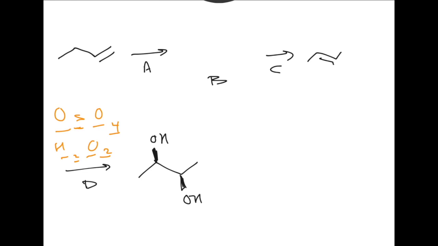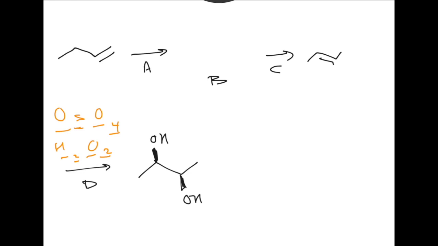So for A, B has to be something I can turn into a double bond again. How can I turn the alkene into something that I can turn back into an alkene? But my alkene has to move, right? It has to go from being the least substituted alkene to the more substituted alkene.